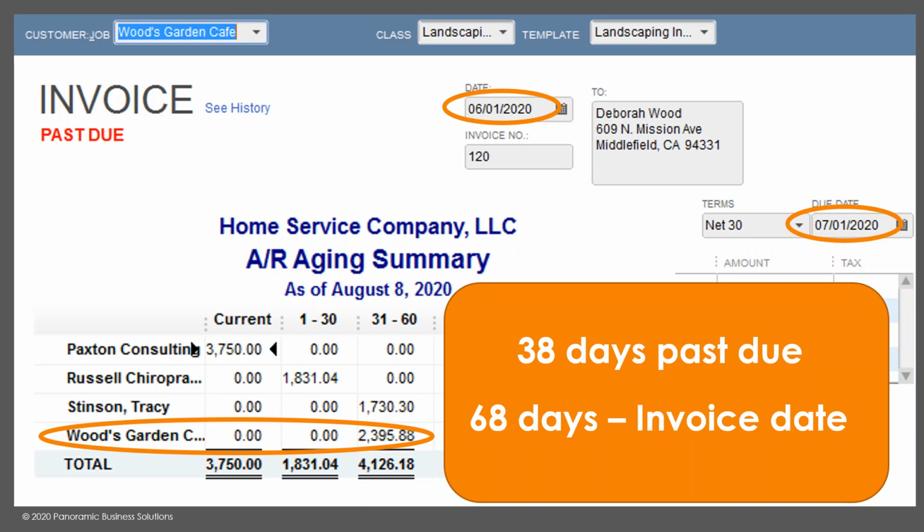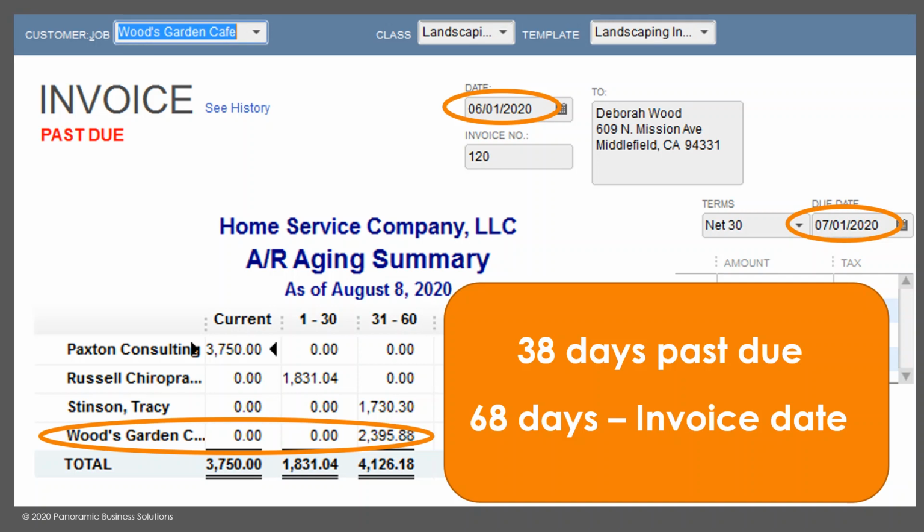So for 68 days, we have given this customer an interest-free loan. We have paid our employees for the labor that was provided to complete this job. We've paid our vendors for the materials that were used for this job. We've also paid rent, probably twice. We've paid our utilities and our insurance and all of those other things, our overhead, twice, while we've waited for this customer to pay us on time.